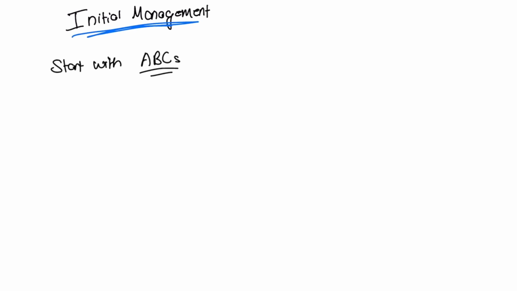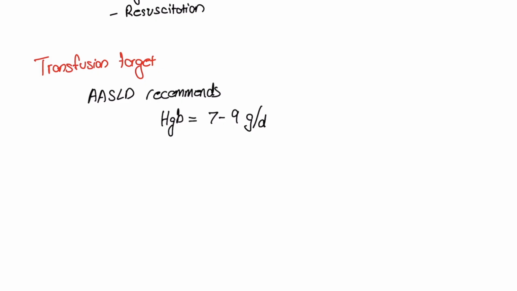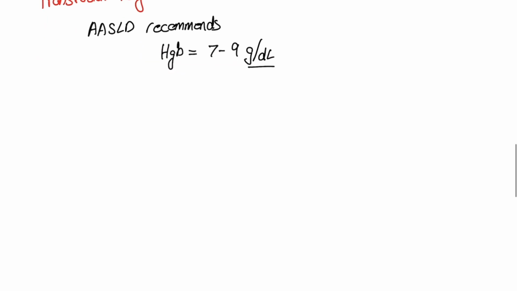The initial management for these patients always starts with the ABCs: airway protection, getting large bore IV access, and resuscitating these patients. They often need ICU level care. For the transfusion target, the AASLD recommends a hemoglobin goal for these patients between 7 and 9. Overly transfusing these patients can actually worsen portal pressure.